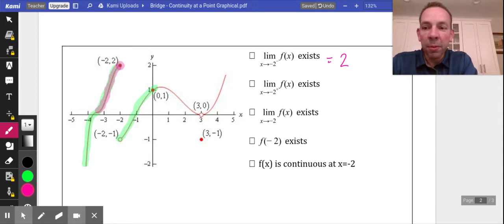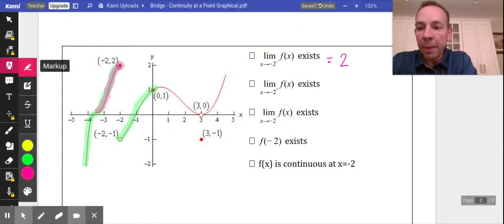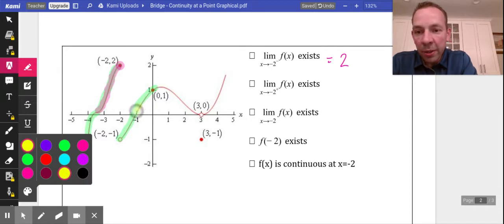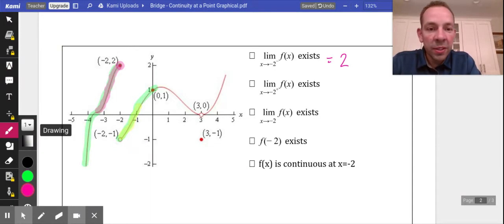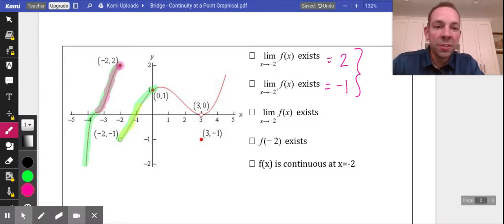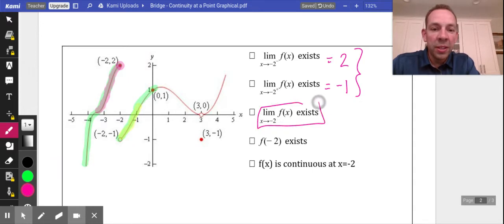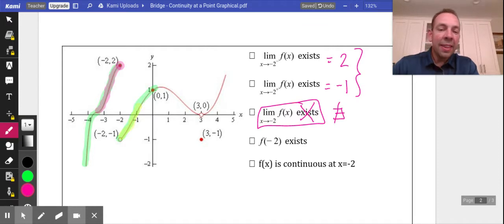Now, what about the limit from the right? What if we approach -2 from the right? I'm going to start in this neighborhood and inch my way closer and closer to -2, and I'm approaching a height of -1. Now you notice these two answers do not agree with each other. They disagree, so this general limit does not exist. Boom, right there. For all intents and purposes, we're done. If that limit doesn't exist, there's no way this function can be continuous. It's impossible.